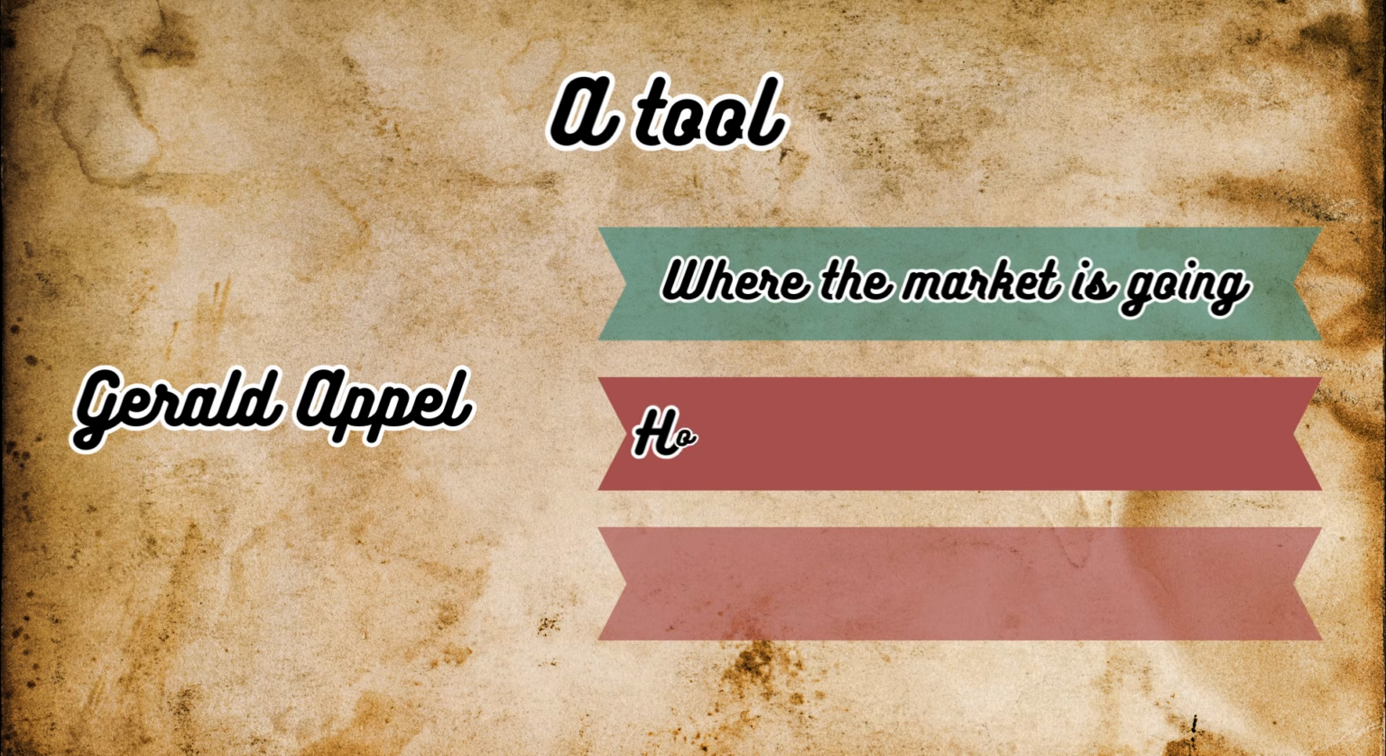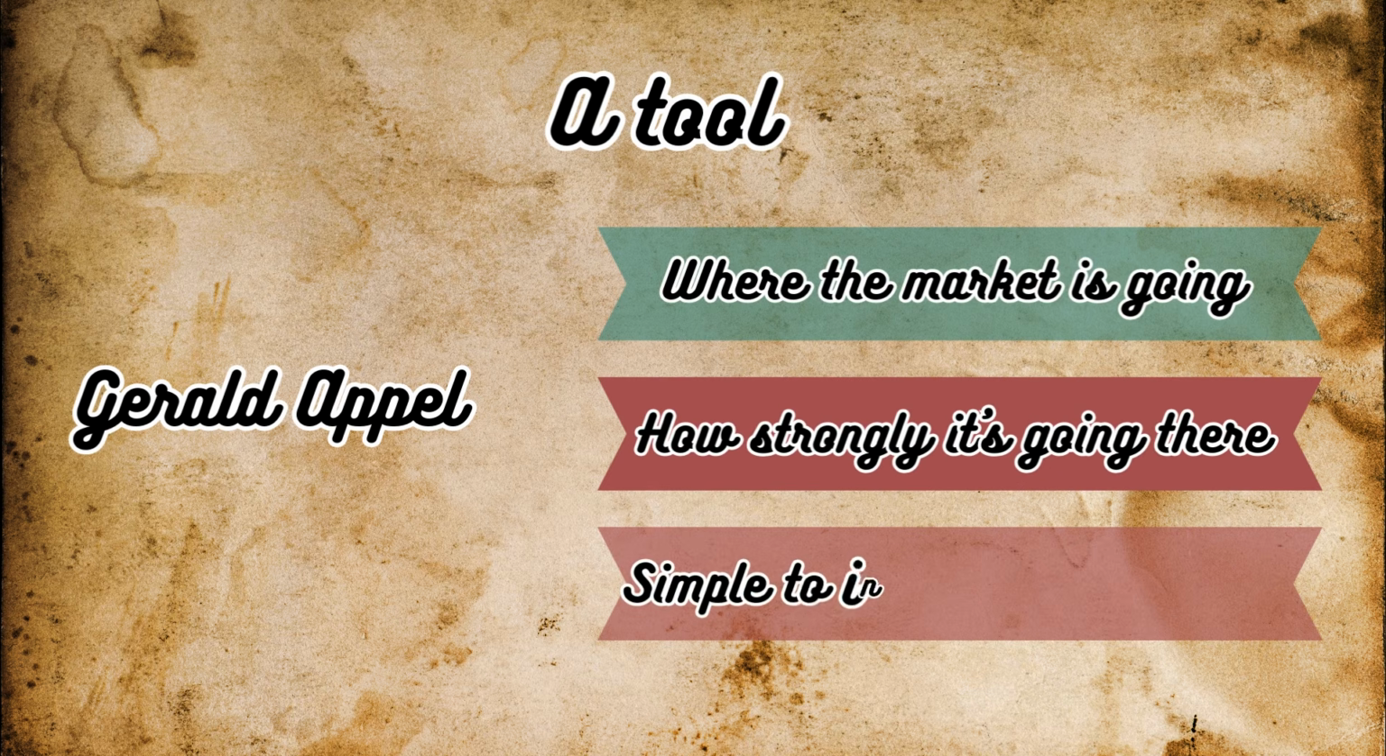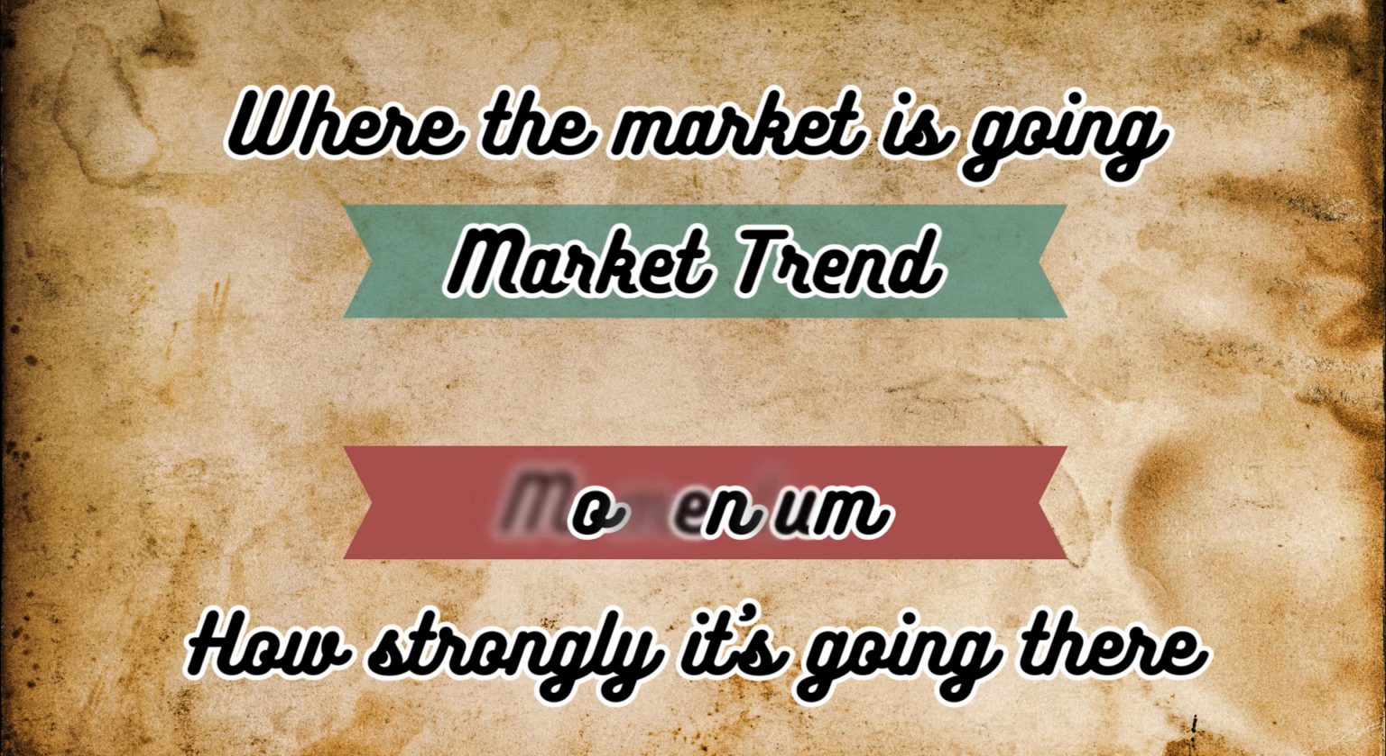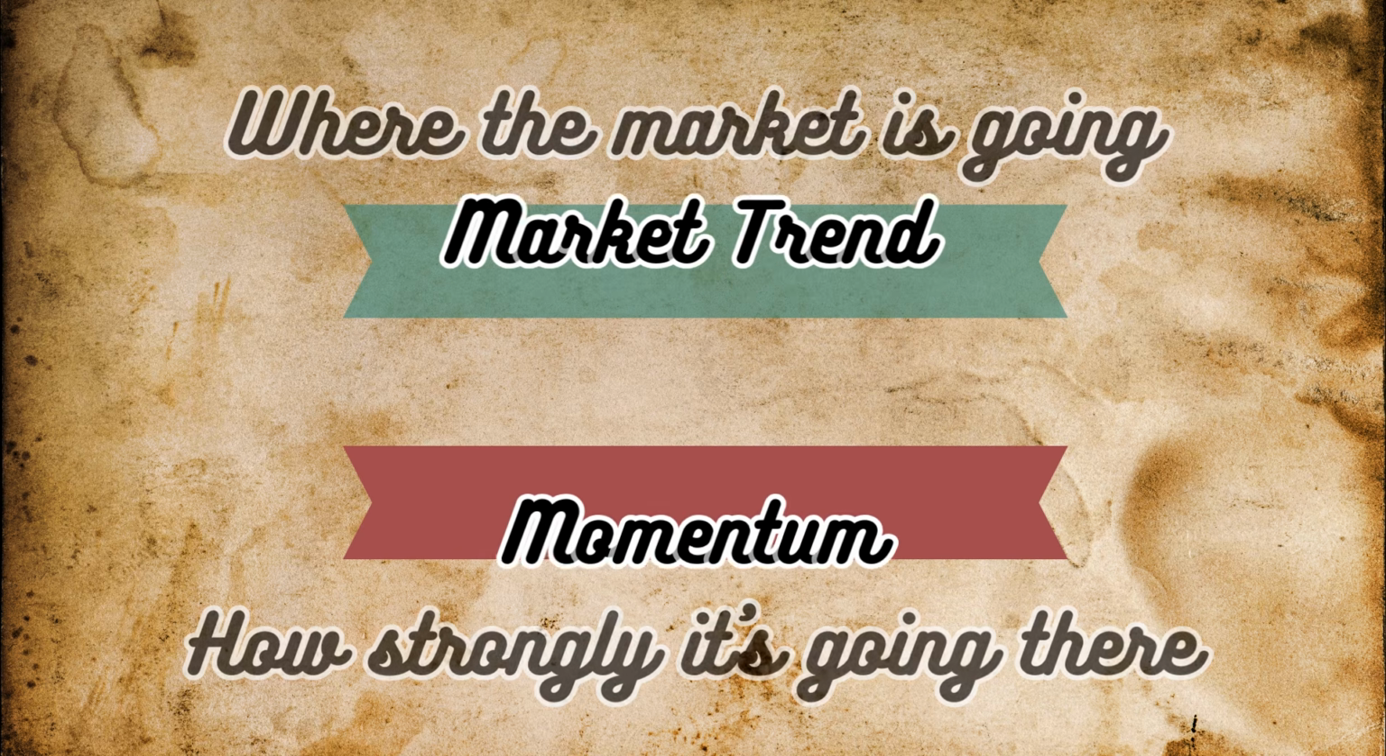How can I create a tool that tells me not only where the market is going, but how strongly it's going there? He wanted something that was simple to interpret at a glance, yet offered profound insight into both market trend and momentum. Appel's goal was ambitious, to combine two crucial concepts, trend and momentum, into a single visual indicator.